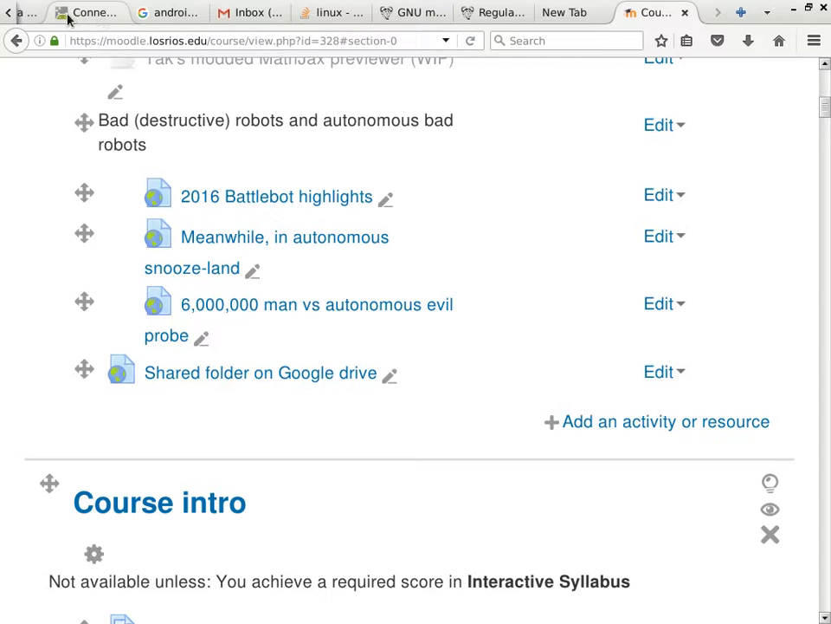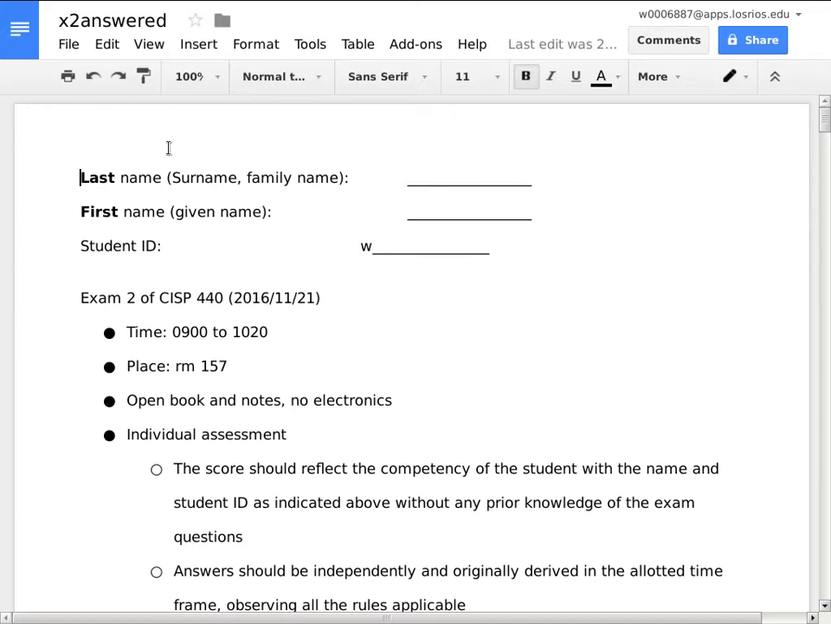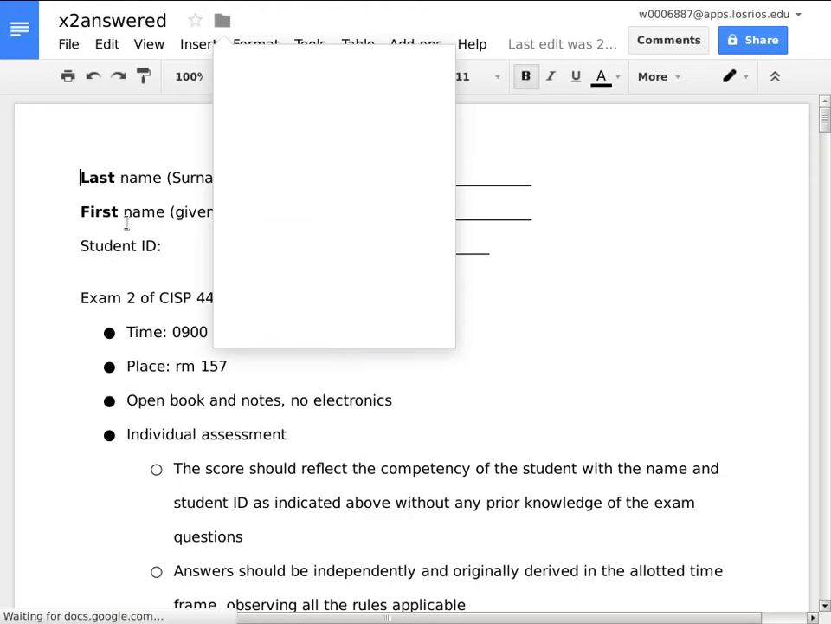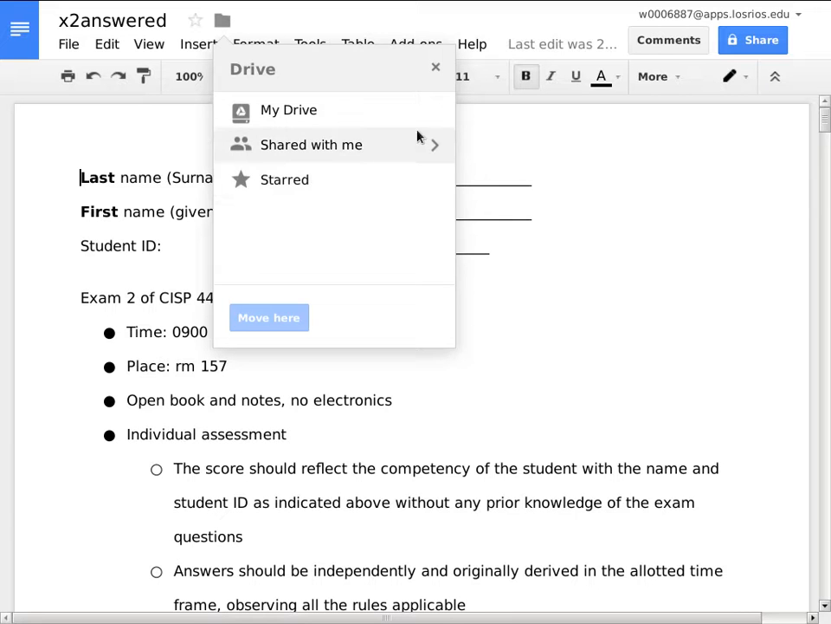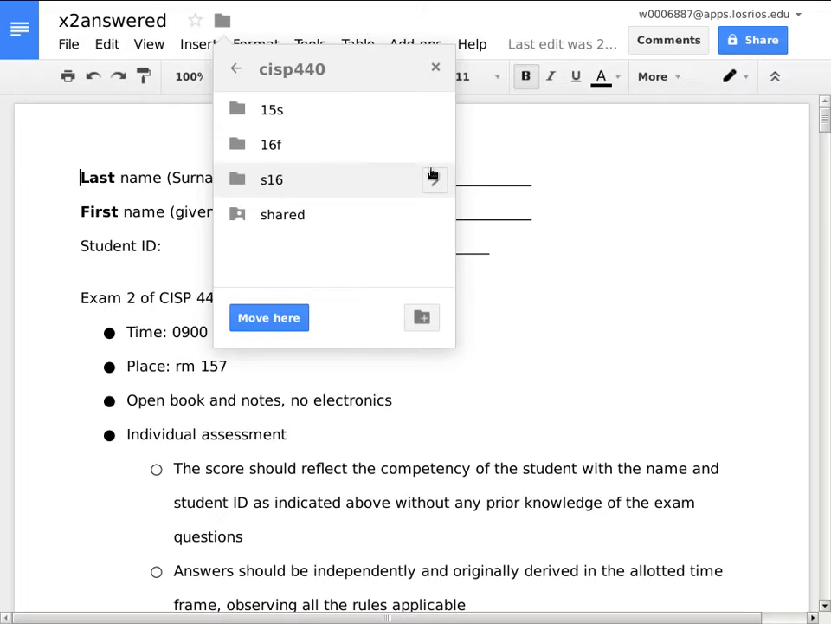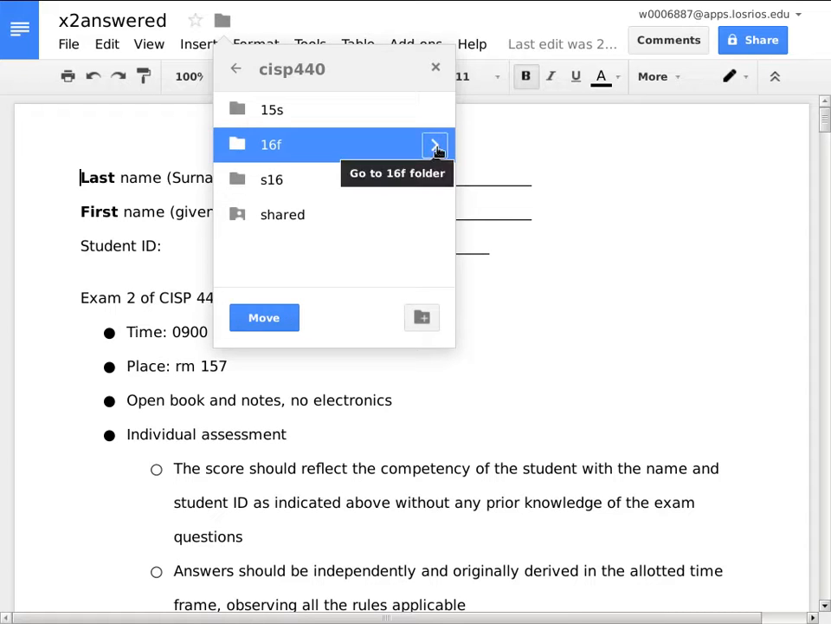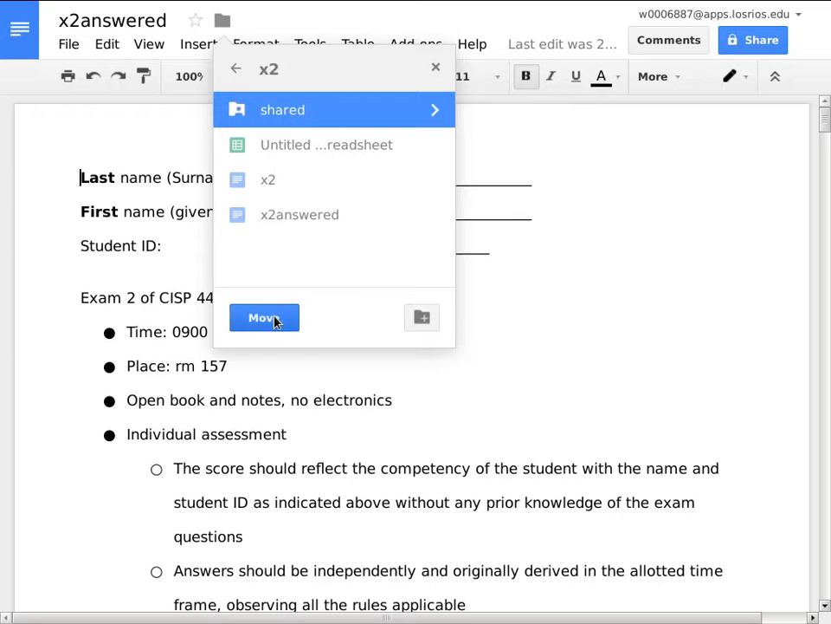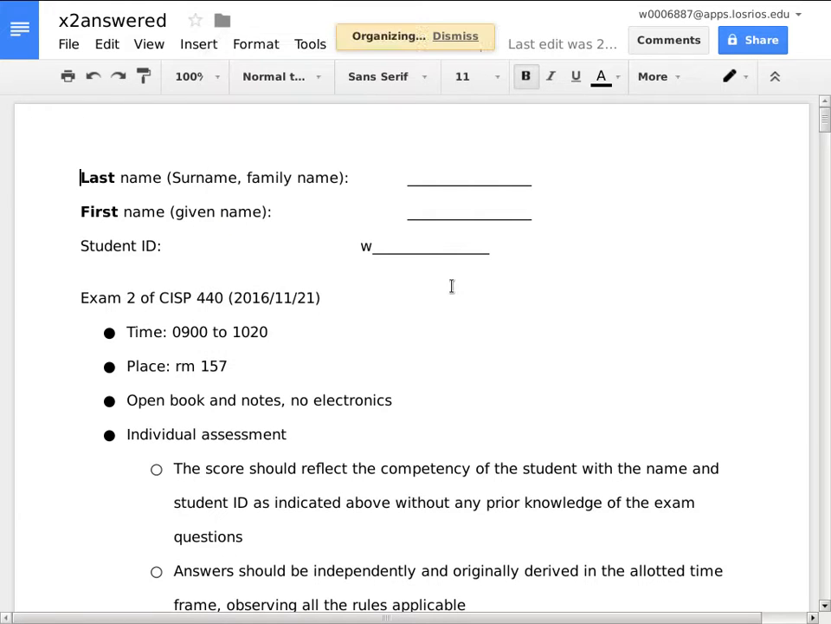So now I just have to go back to the document itself and move it into that folder. So go here, move to, and move this item to my drive, 440, 16 fall, exam 2 shared. Here we go. So for those of you who are using a computer or a tablet or whatever, it should be visible by now.